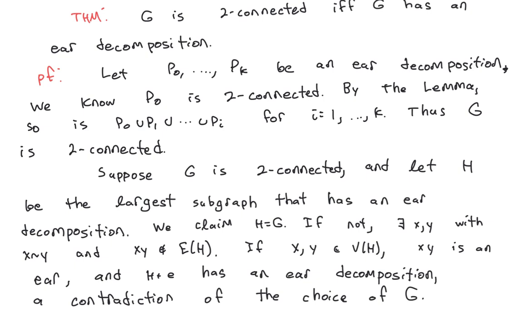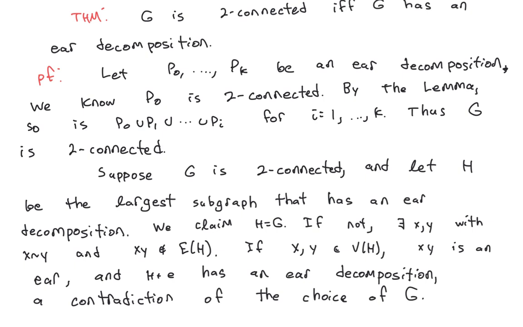Okay, now let's do the other direction. Suppose G is two connected, and we're going to let H be the largest subgraph that has an ear decomposition. We're going to claim that H is, in fact, the original graph G. If not, there must be two vertices that share an edge that is not an edge of H. The reason why we know that is because if V of H is already V of G, then every vertex is in our subgraph, but if it's not all of G, there must be an edge missing.